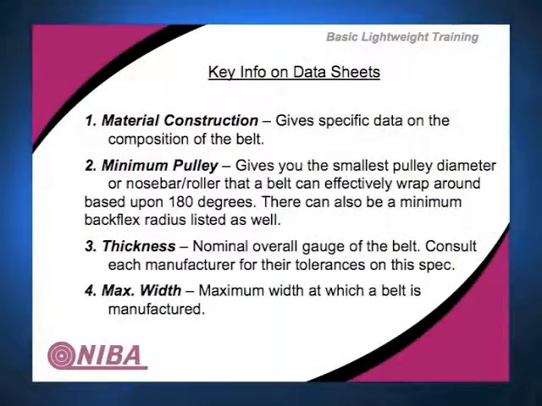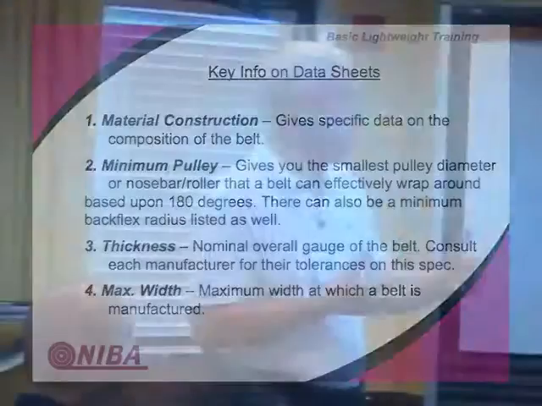Material construction, okay? It gives specific data on the composition of the belt. What do we mean by that? The material that is used in that belt, and it's going to consist of both the covers, the fabric, the carcass, and the gauge of that particular cover material.